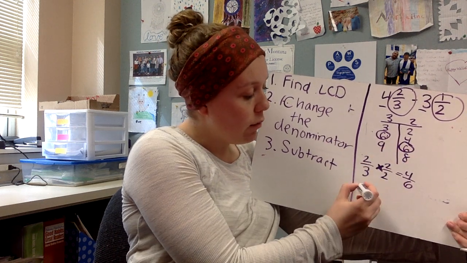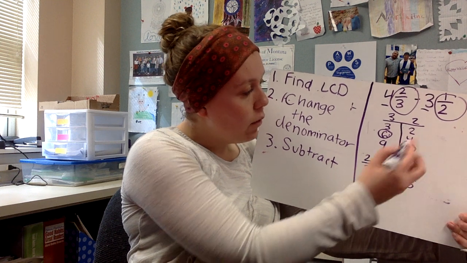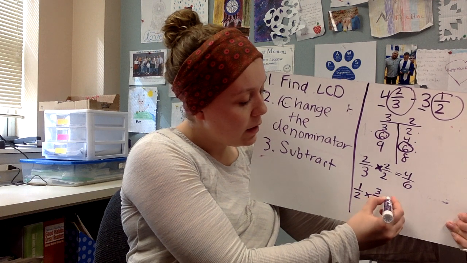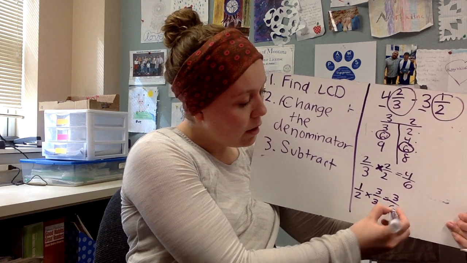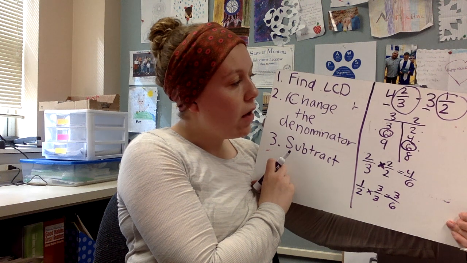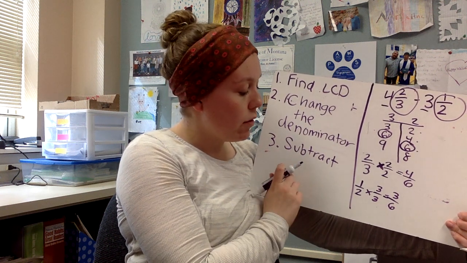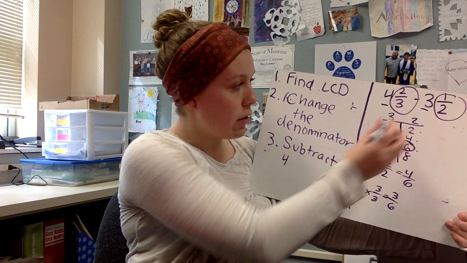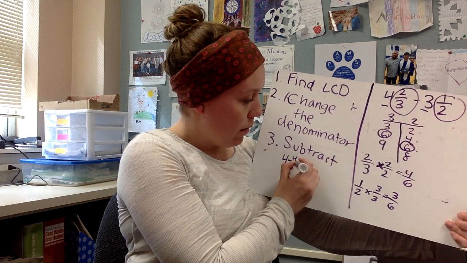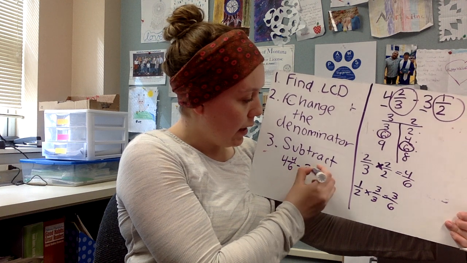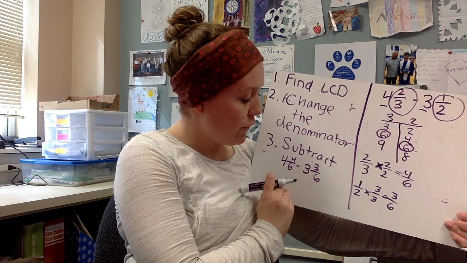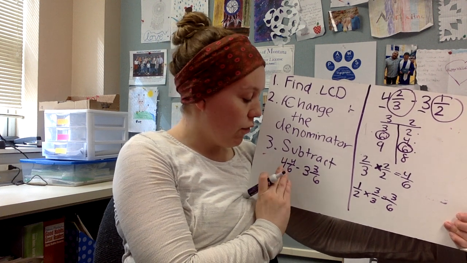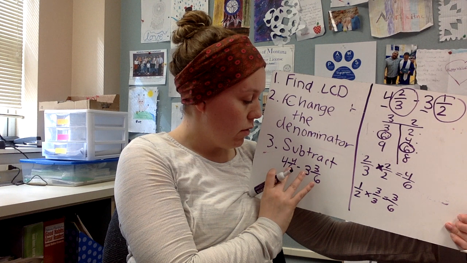Now I'm going to do the same thing with 1/2. 1/2 times 1, 2, 3 gives me 6. So 3/6. Okay, now I'm going to rewrite my problem so that I have 4, and instead of 2/3, it's going to be 4/6 minus 3 and 3/6. The first thing I'm going to do is I'm going to try and subtract the fractions.